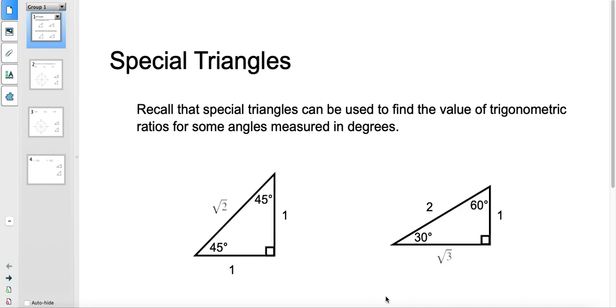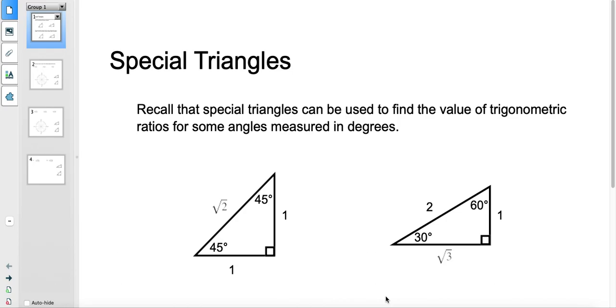Hi everyone. In this video, we're going to look at how to evaluate trig ratios. To help us evaluate trig ratios, we can use special triangles. Now remember, special triangles can be used to find the value of trig ratios for some angles measured in degrees.